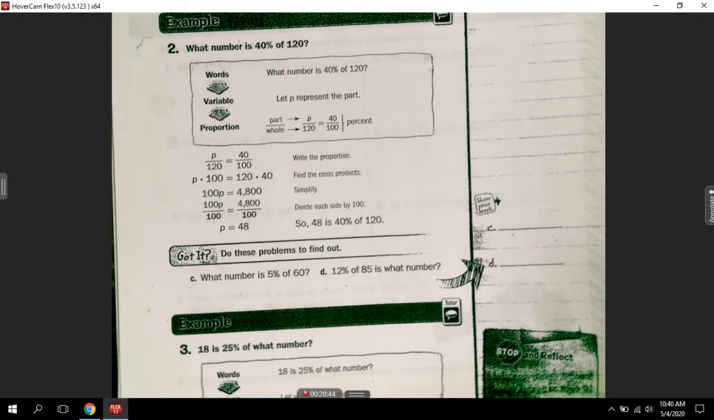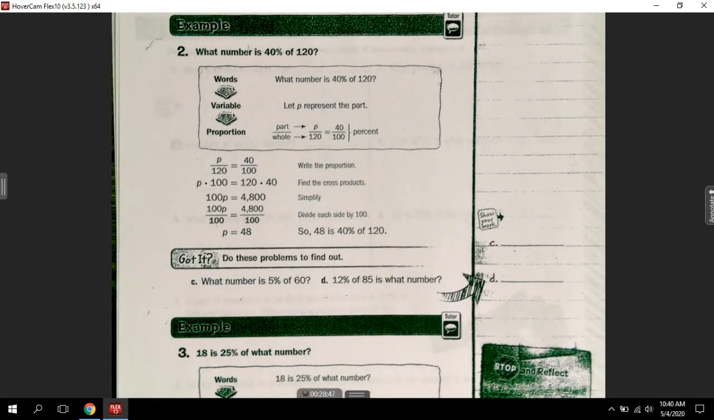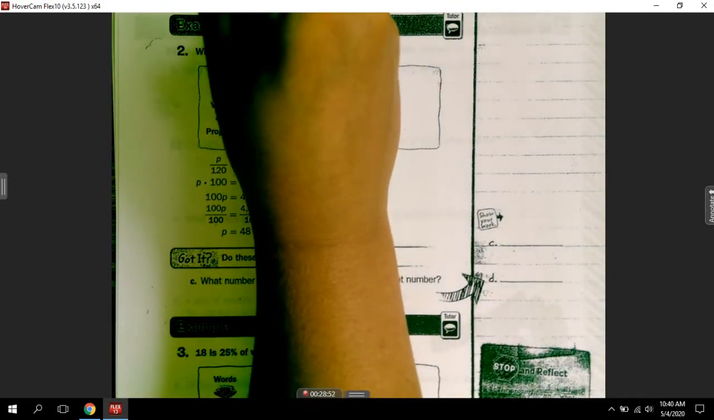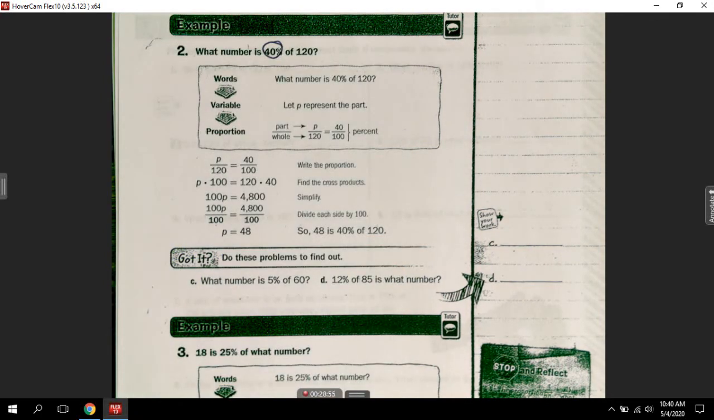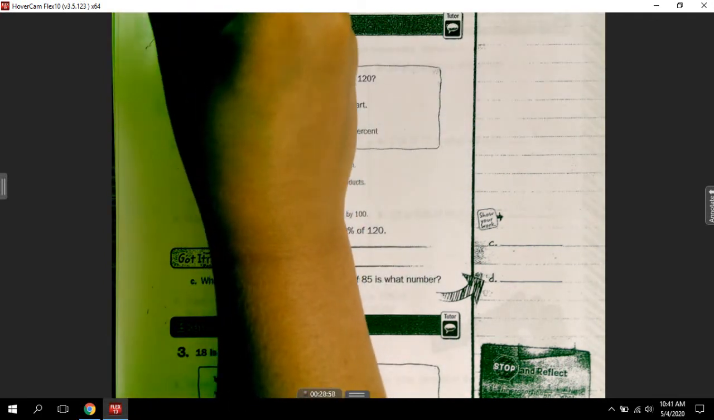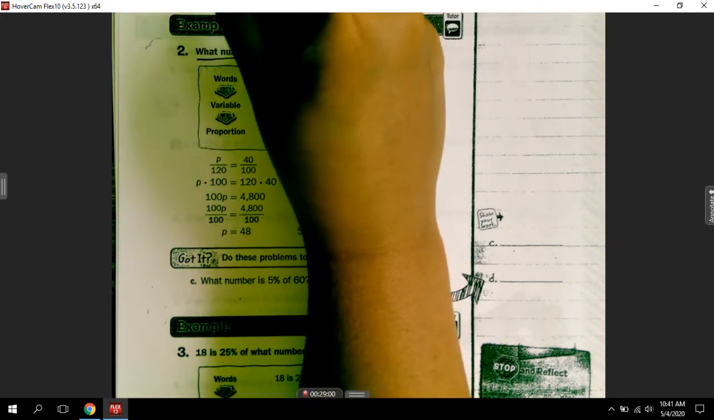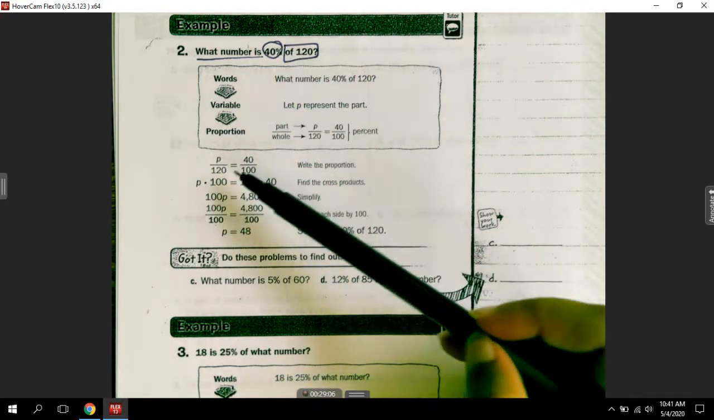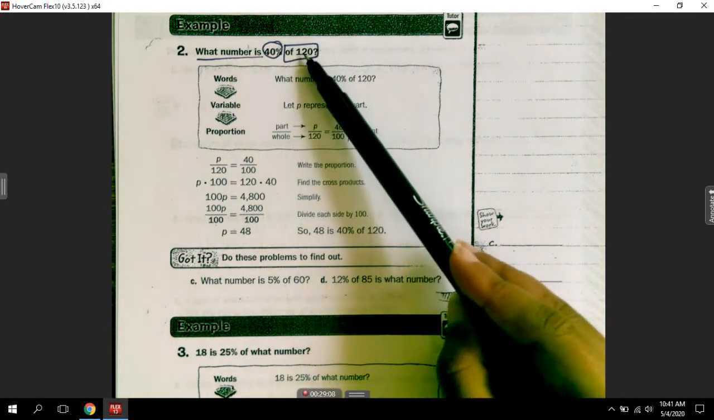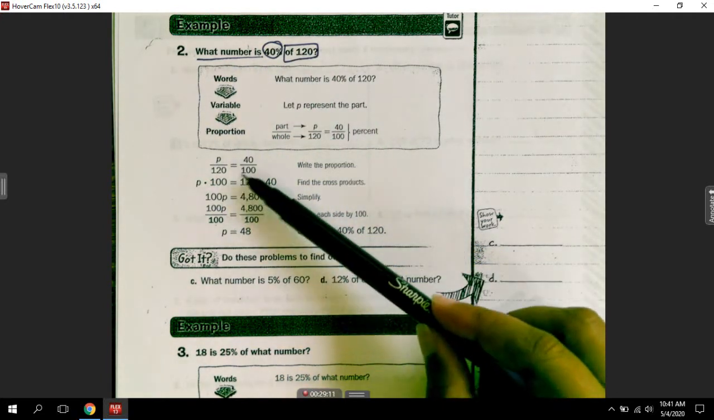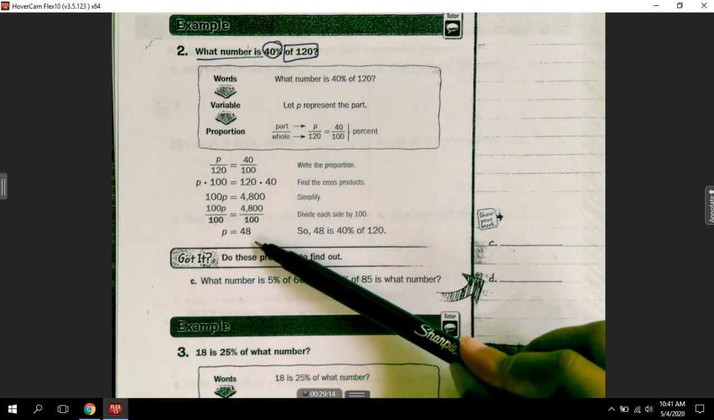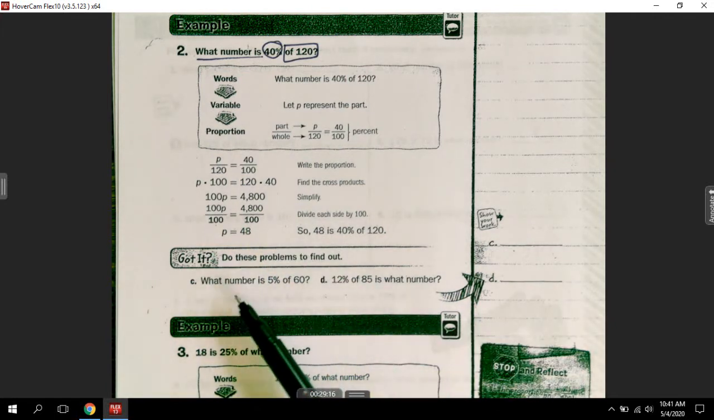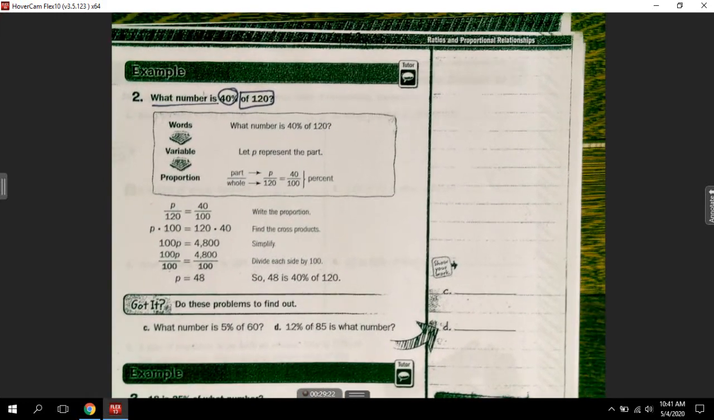Right, so number 2, now it says what number is 40% of 120. So like I said, the percent is always pretty easy to find. In this case, it's 40%, so you would just circle that 40%. And then what number is, that's what you're underlining. That's what you're trying to find. And then of 120. All right, so they've gone ahead and set up their proportion that is x over 120 equals 40 over 100. Okay, then they cross multiplied and solved. P was 48. We're going to go ahead and do C and D together. And I'm going to do it over here so I have a little bit more room.